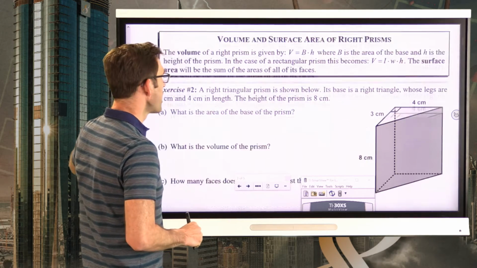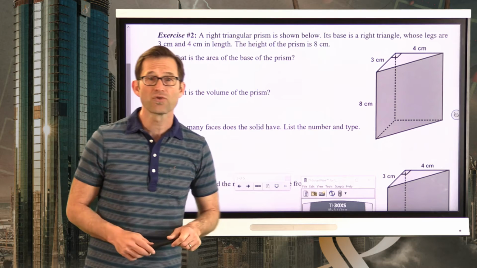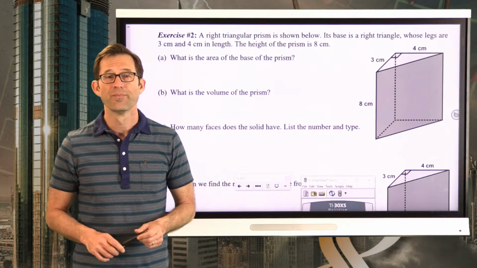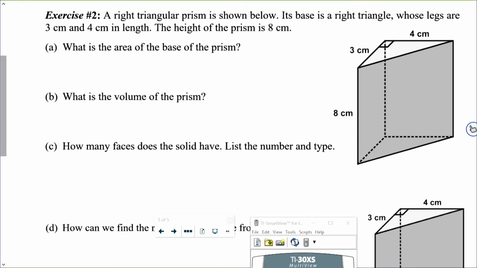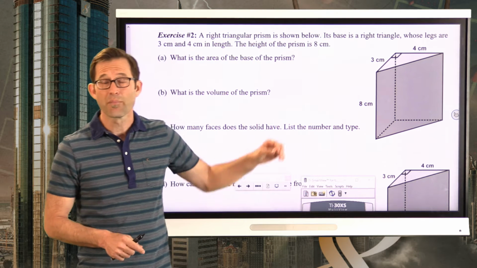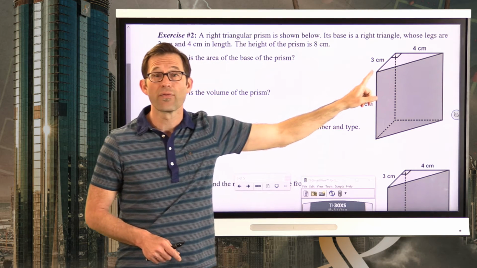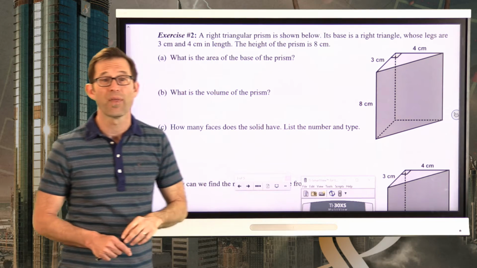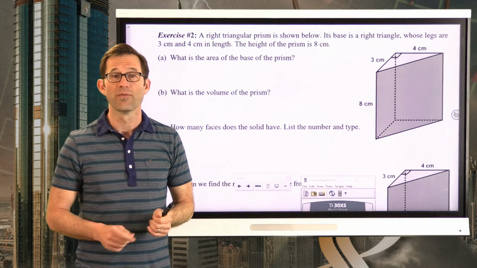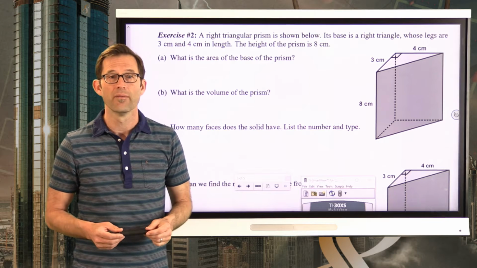So let's look at one that's not a right rectangular prism, but a triangular prism. Exercise number 2. A right triangular prism is shown below. Its base is a right triangle whose legs are 3 centimeters and 4 centimeters in length. The height of the prism is 8 centimeters. Letter A, simple enough. What is the area of the base of the prism? The base of the prism is this right triangle that is 4 centimeters this way and 3 centimeters that way, so finding its area shouldn't be too difficult. Pause the video now and find the area of the base.